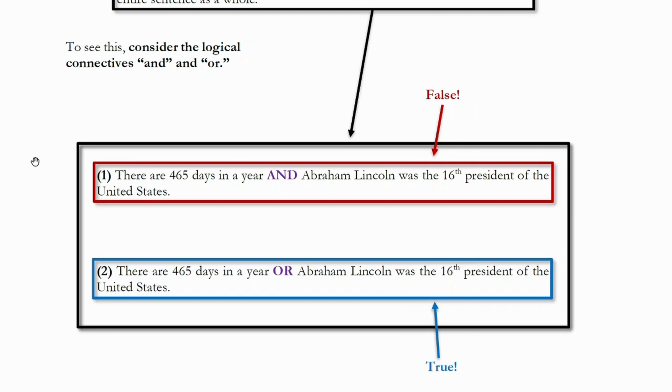There are 465 days in a year, and Abraham Lincoln was the 16th President of the United States. Okay, compare that to sentence 2. There are 465 days in a year, or Abraham Lincoln was the 16th President of the United States. Now, one thing you'll notice about these sentences, if you compare them, is that they're very, very similar. In fact, there is only one difference between these sentences, and that is, while the first sentence has these 2 claims, right? The claim that there's 465 days in a year, and the claim that Abraham Lincoln was the 16th President of the United States.